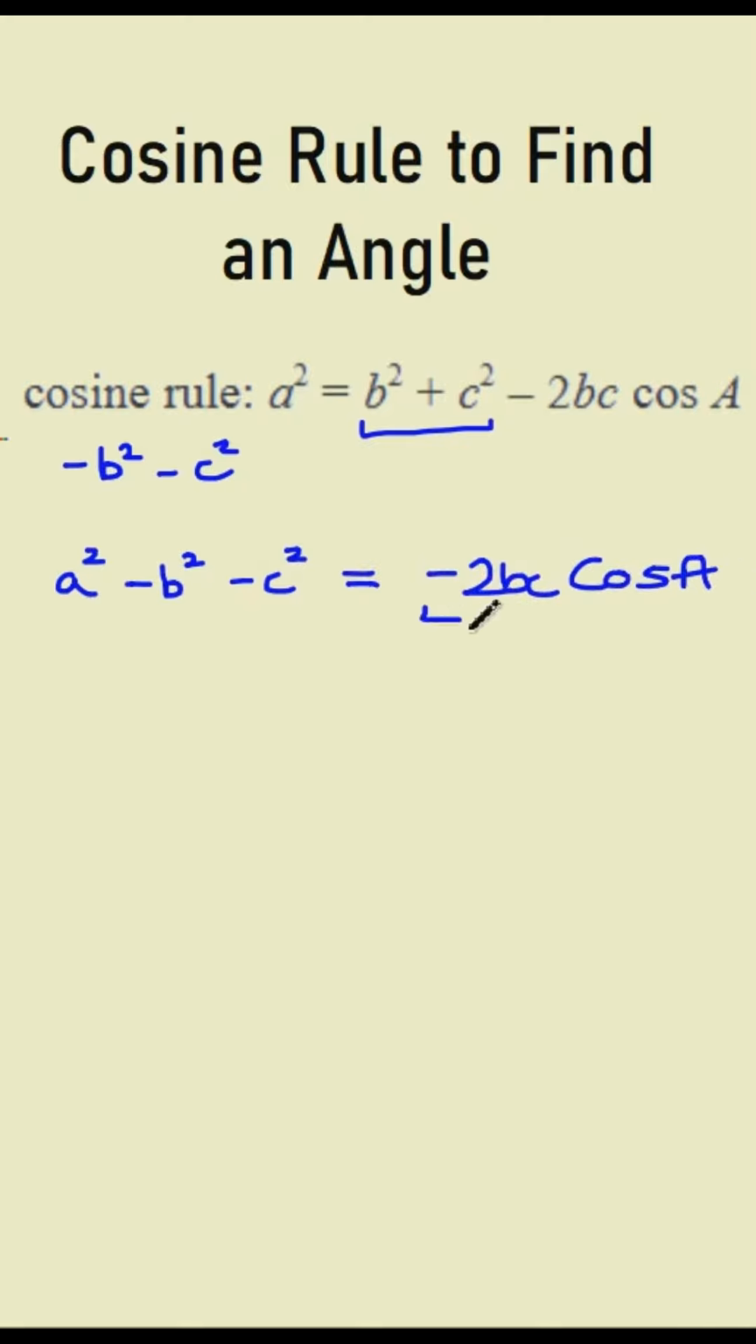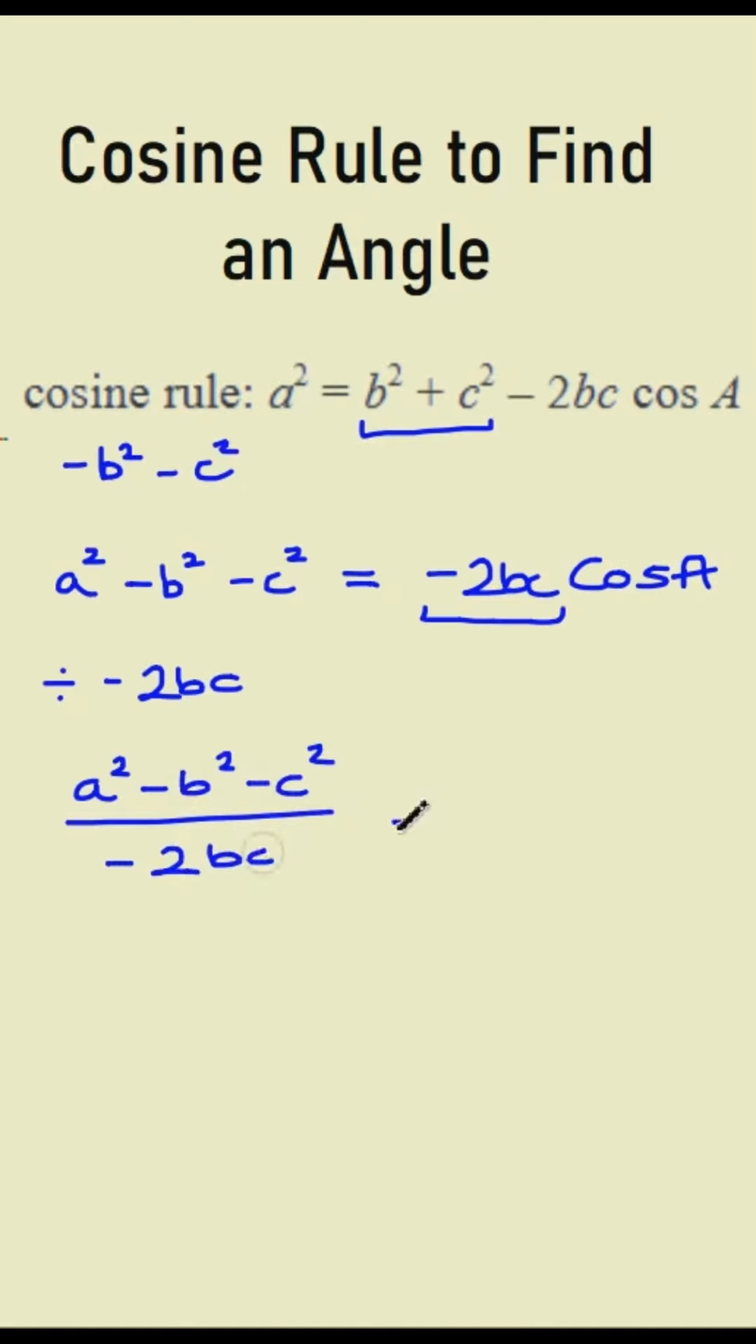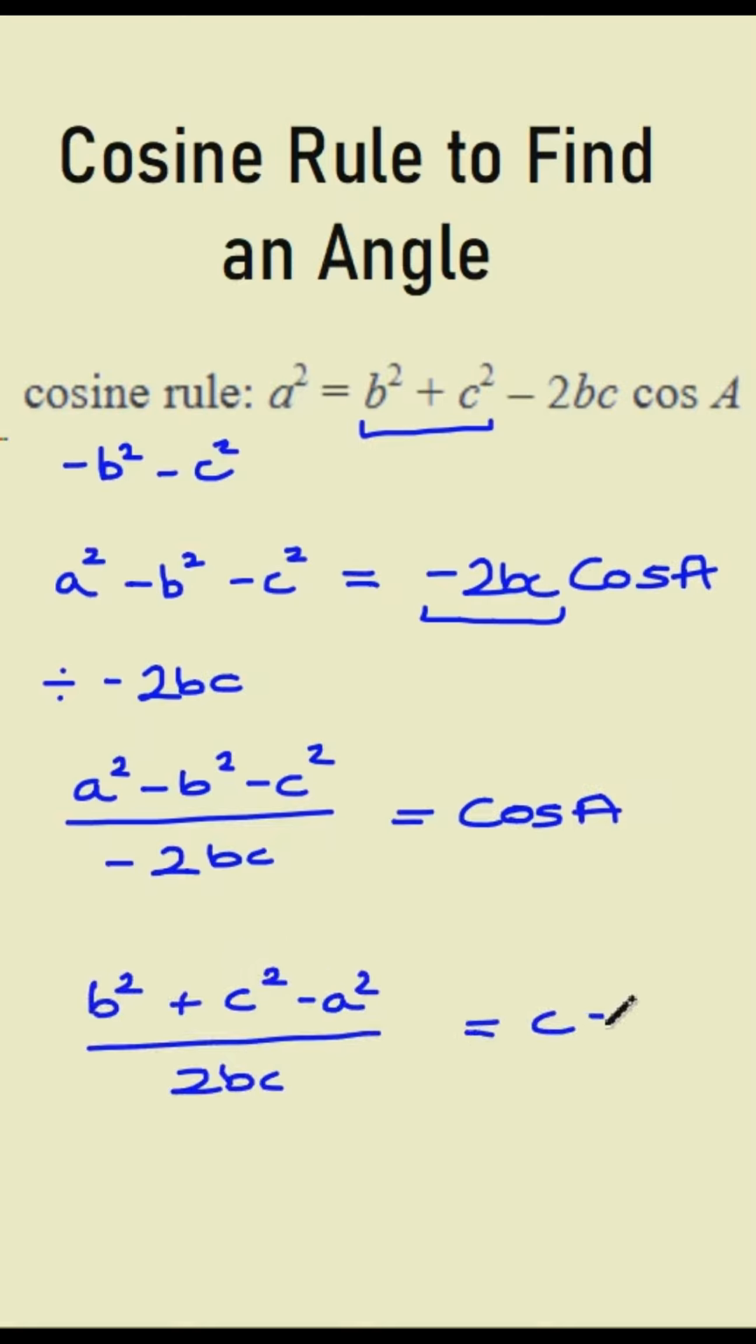Okay, we've nearly got cos A on its own. The other thing we need to get rid of now is the negative 2BC. That's being multiplied by cos A, so we now need to divide by negative 2BC. Now let's sort the signs out a little bit here. It's not nice to divide by a negative. And then remember, if you want A, we have to do the inverse cos of those values.